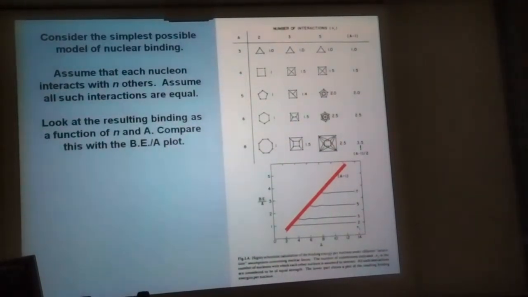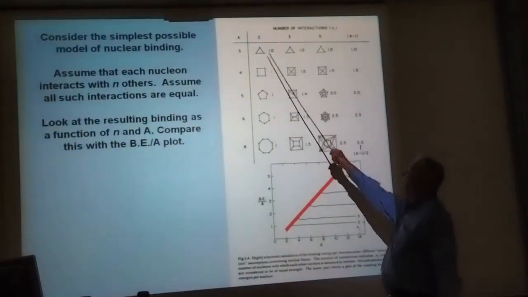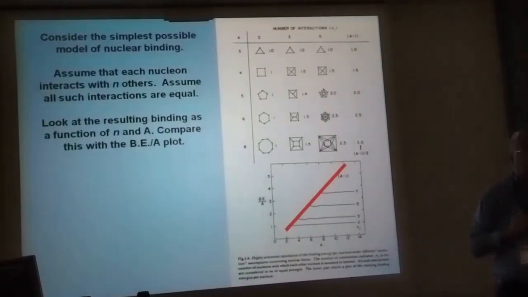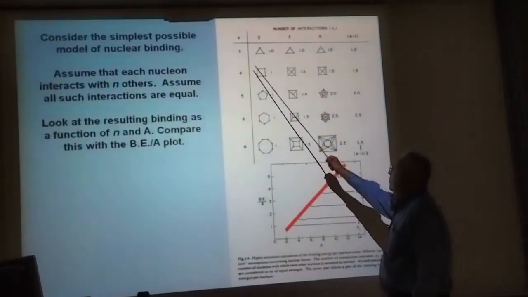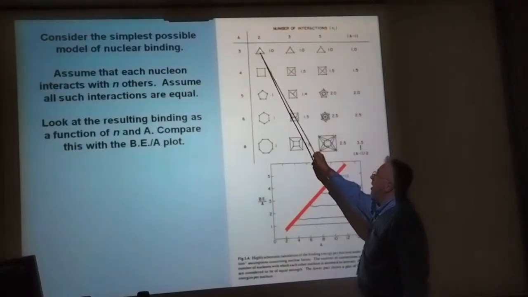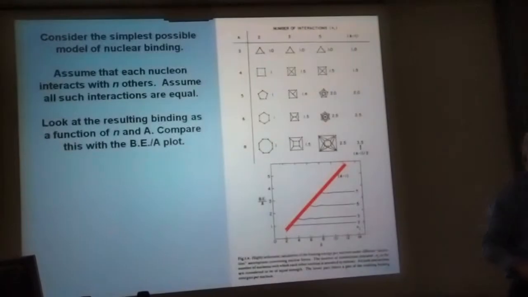Let's go to the other extreme. Let's assume each nucleon interacts, so that's this column, with 2 others. So how many interactions do we have? If we have 3 nucleons, then this one interacts with this, and this interacts with this, and this interacts with this. We have 3 interactions, 3 nucleons, 1 interaction per nucleon.